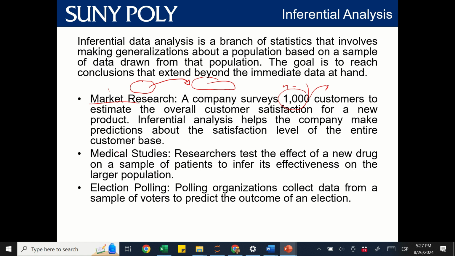I would say that the most popular example of inferential analysis is election polling. Now that we're in the midst of the election here in the US, presidential election 2024, you will see every single week, or almost daily, new polls about how the candidates are doing. So that's an inferential analysis. It's not a prediction, it's just an estimation of the percentage of voters that are going to prefer one candidate or the other.